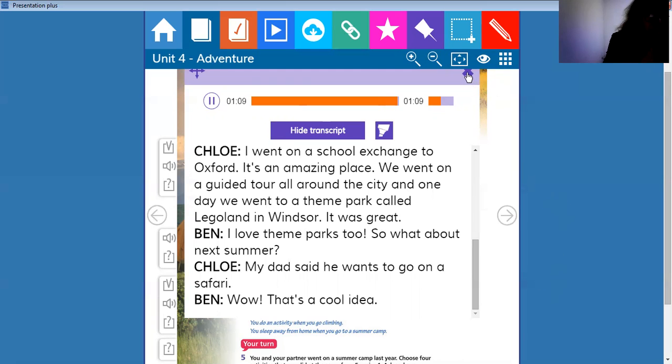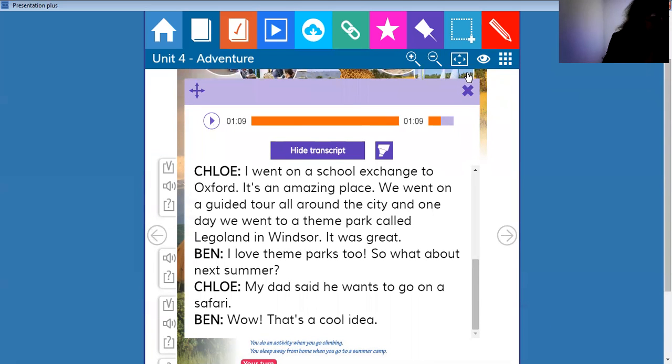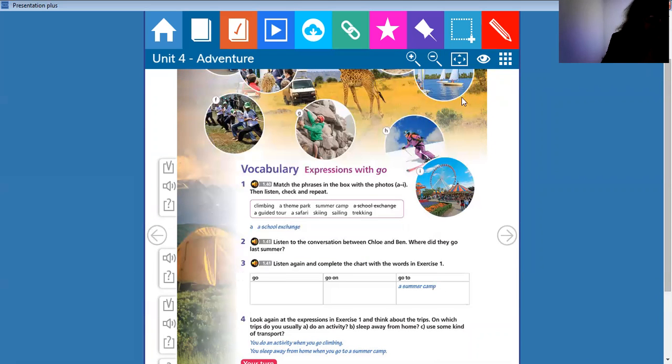Okay. Good. Now we have to complete here. For example, go climbing, trekking, skiing, sailing here. Okay. Go on a school exchange, a guided tour, and a safari. Go to a summer camp, go to a theme park.